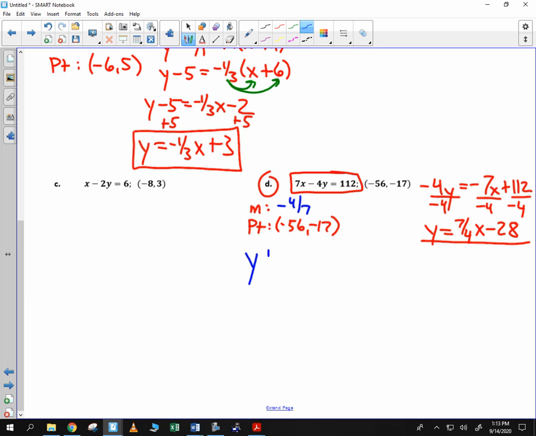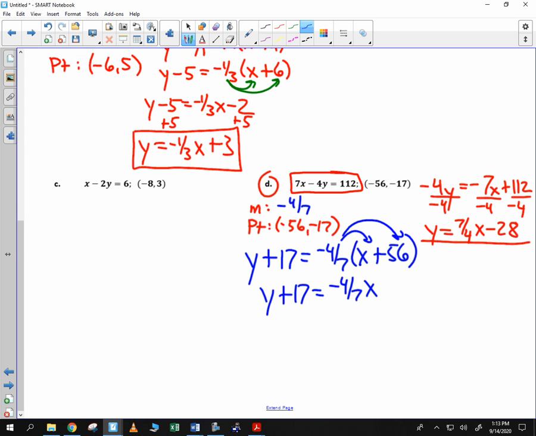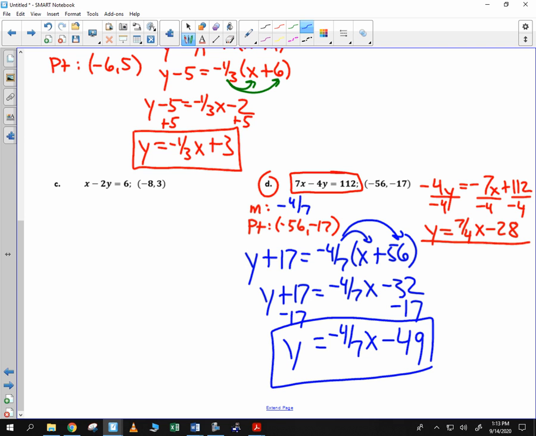Y plus 17 equals -4/7 times x plus 56. How do we multiply negative 4/7 by 56? We divide by the 7, so 56 divided by 7 is 8, times negative 4 is negative 32. Subtract 17 from both sides. Y is negative 4/7 x minus 49. There's the equation for a line that's perpendicular.